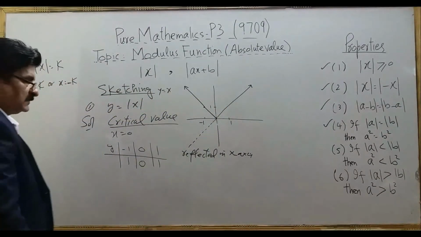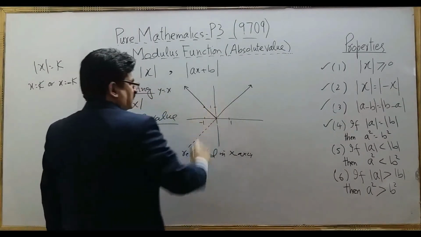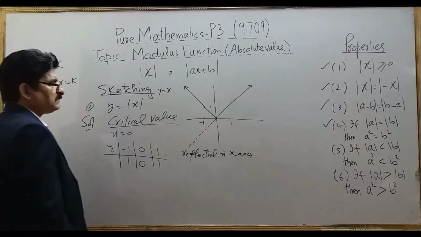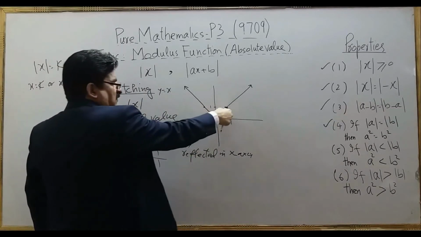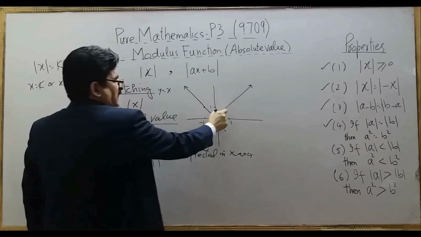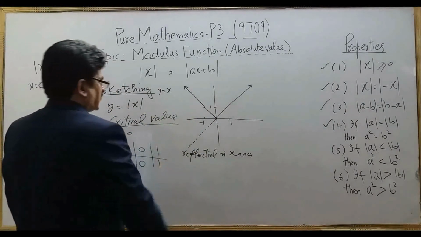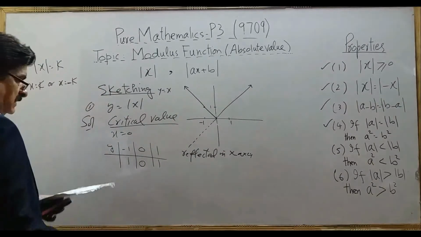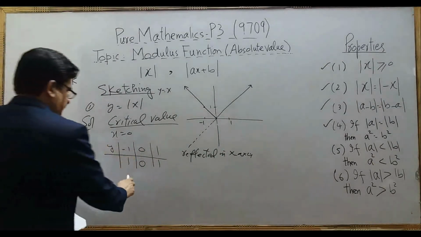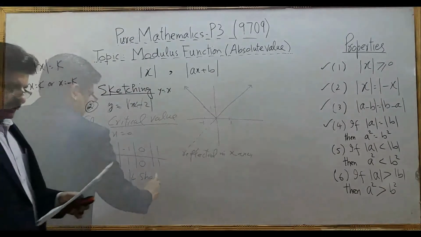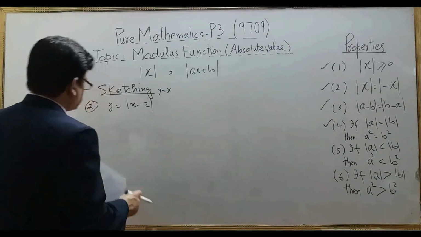So this angle and this angle will be the same, because this angle is equal to this angle. And these angles will also be the same in this example, reflected in the x-axis. Then we have, so it is a V-shaped graph. Okay, next example is |x minus 2|.